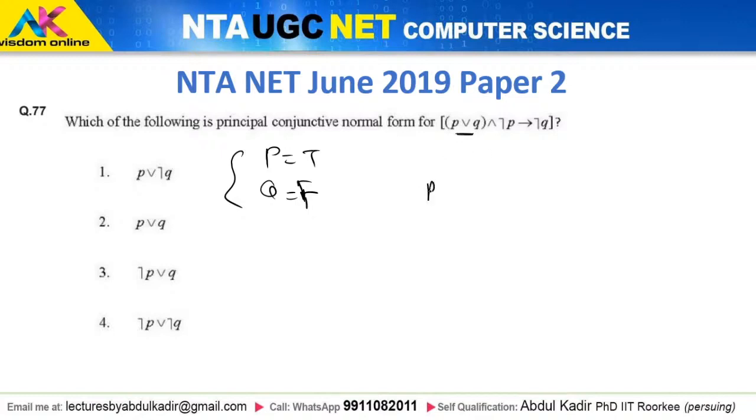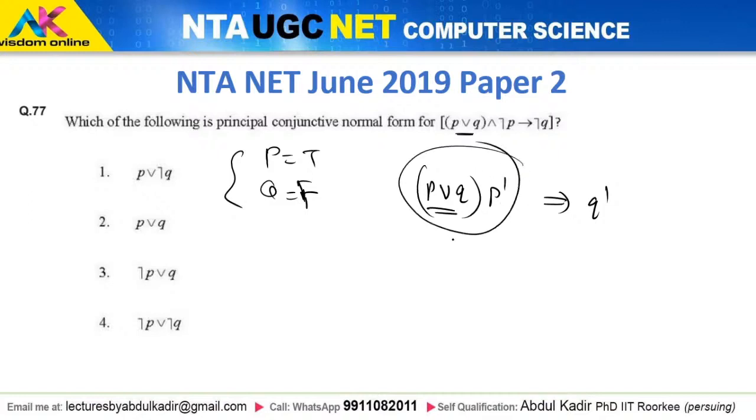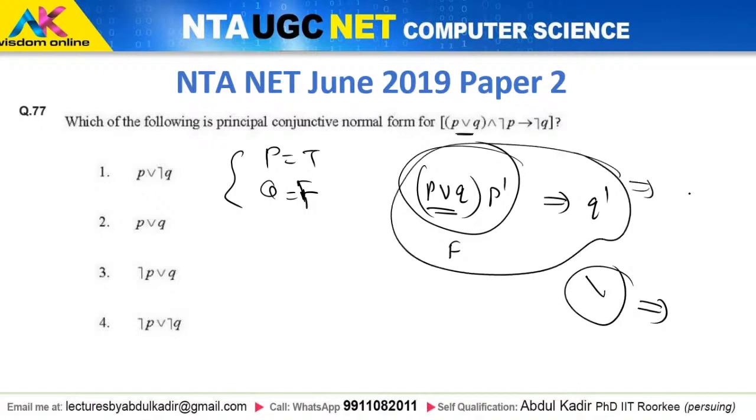Okay, so you see what is this? This is P or Q and P dash implies Q dash. Now you see, P true, Q false, then this thing will become true. This P dash is false, because P is true. So this complete thing will become false, and you know that in an implication when this side is false, then automatically this complete thing will become true. So this expression has become true.